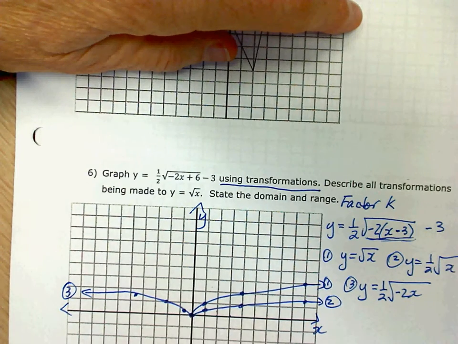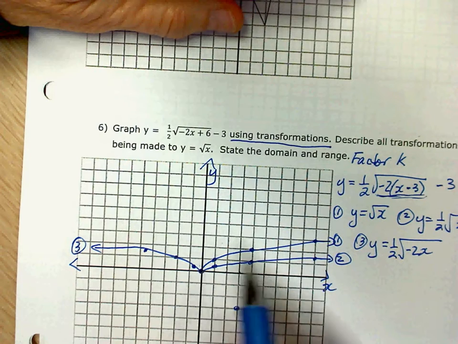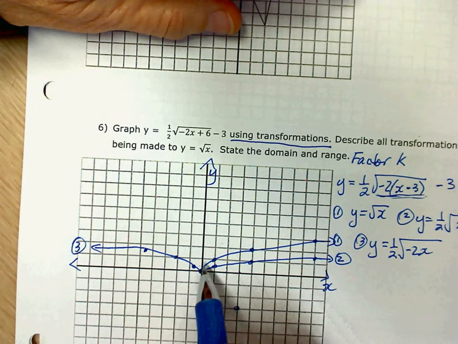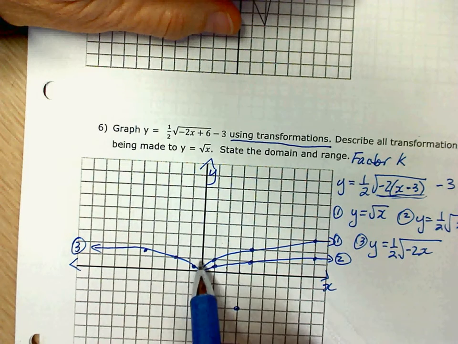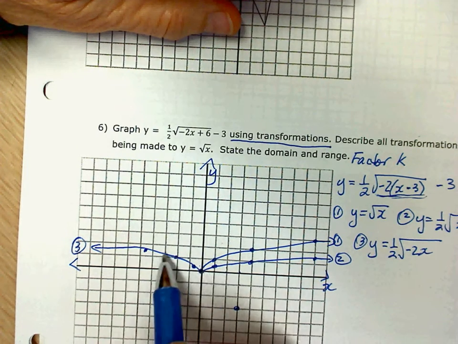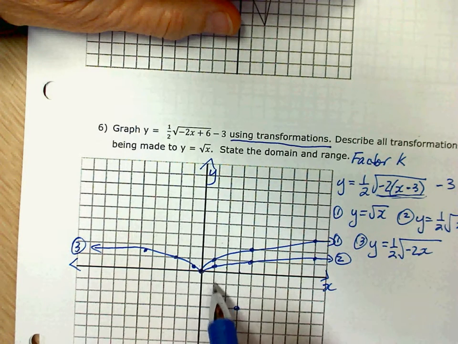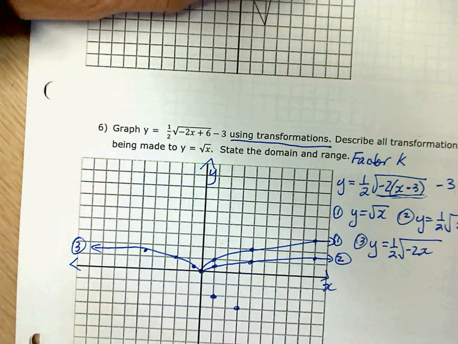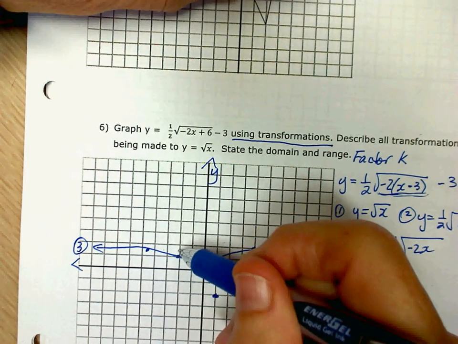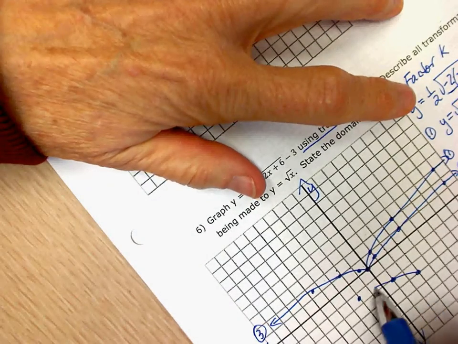Are we good? Starting with graph number 3. This is 2. This is 2. 1, 2, 3, down 3. And this is 1, 2, 3, down 3. 1, 2, 3. There's graph number 4.